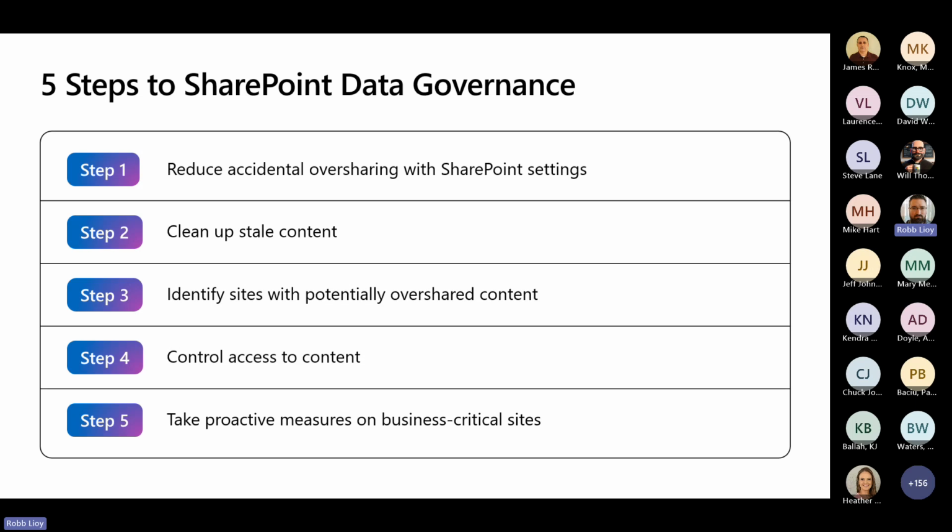So step 1 is going to be reducing accidental sharing. Step 2 is going to be cleaning up stale content. Step 3, identifying sites with potentially overshared content. Step 4, controlling access to content. And step 5, taking proactive measures on business critical sites.